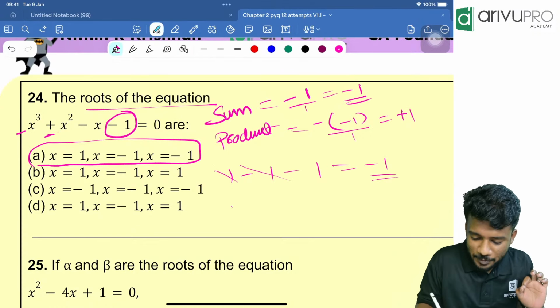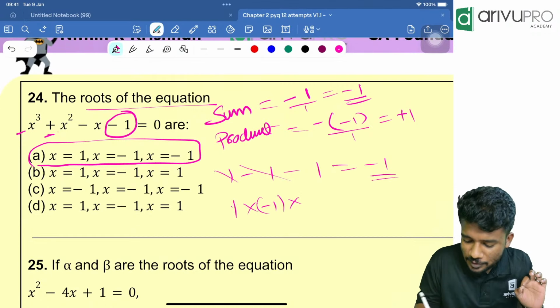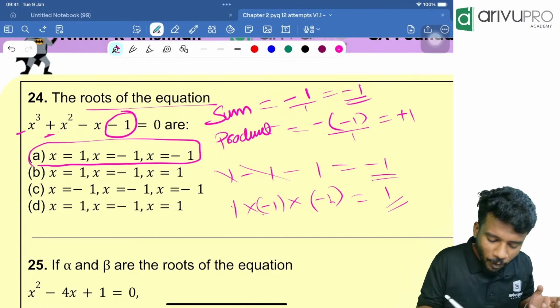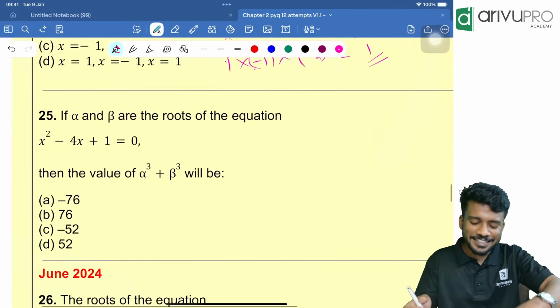Minus 1. Product is how much? 1 into minus 1 into minus 1, which is how much now? Minus 1 into minus 1 is plus 1. So 1. So option A itself is your answer. Very easy. Very, very easy.